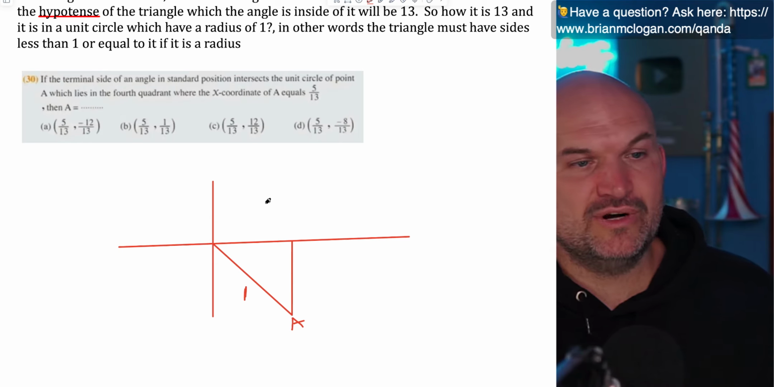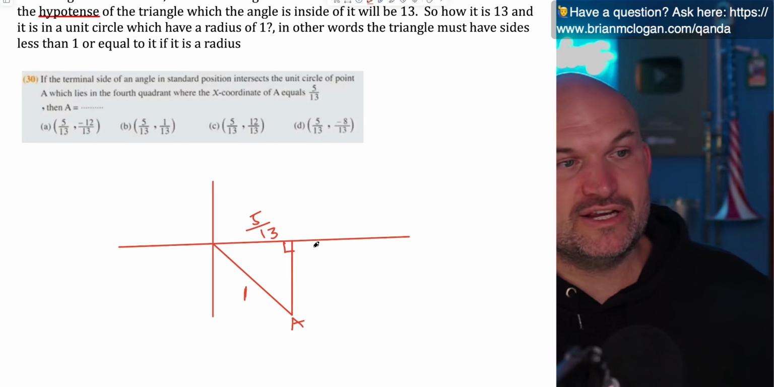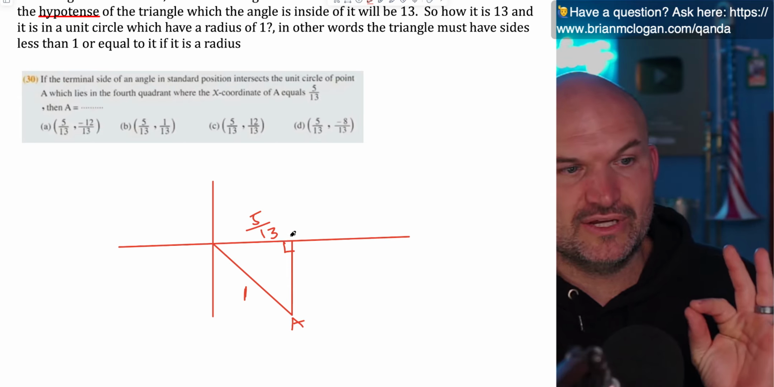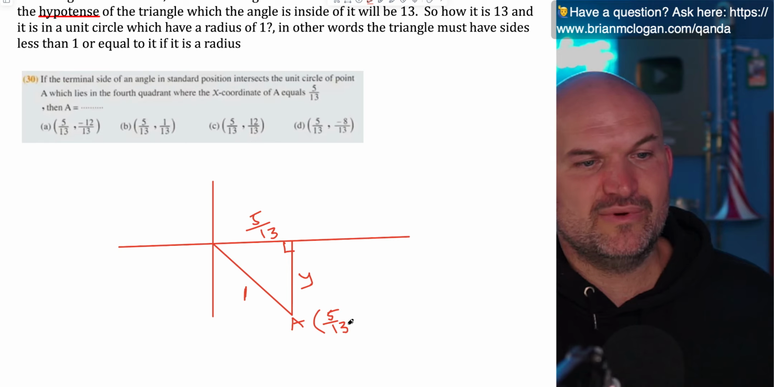Now it says my x coordinate is 5/13, which is less than 1. So that makes sense, right? That can work. We know we have a right triangle. So that's going to create a triangle here. So now we just need to figure out what the y coordinate is, right? We know the x coordinate is 5/13. How do we find the y coordinate?